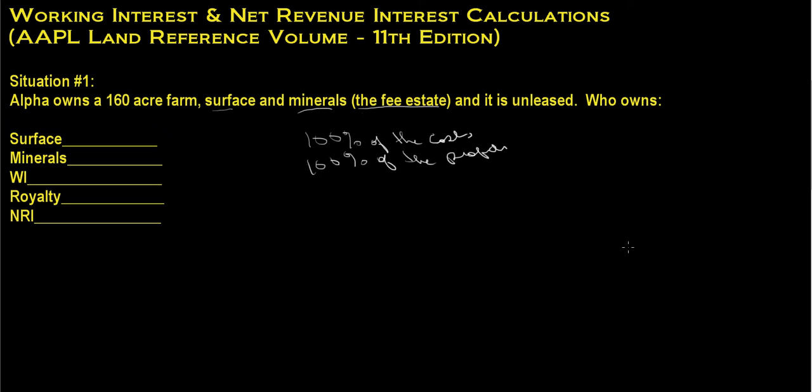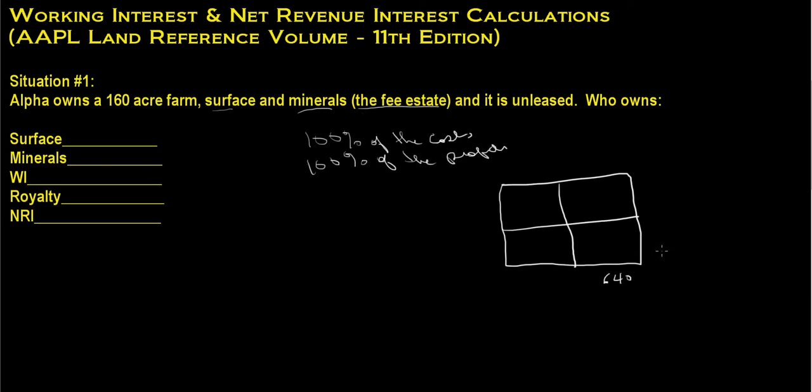So if we look at this scenario, it says Alpha owns a 160-acre farm. So let's just draw that out so you'll have a visual. I'm just going to say this is a 640-acre section, 640 total acres. And let's just say this is in the northwest quarter here, and this is the 160 acres that Alpha owns.